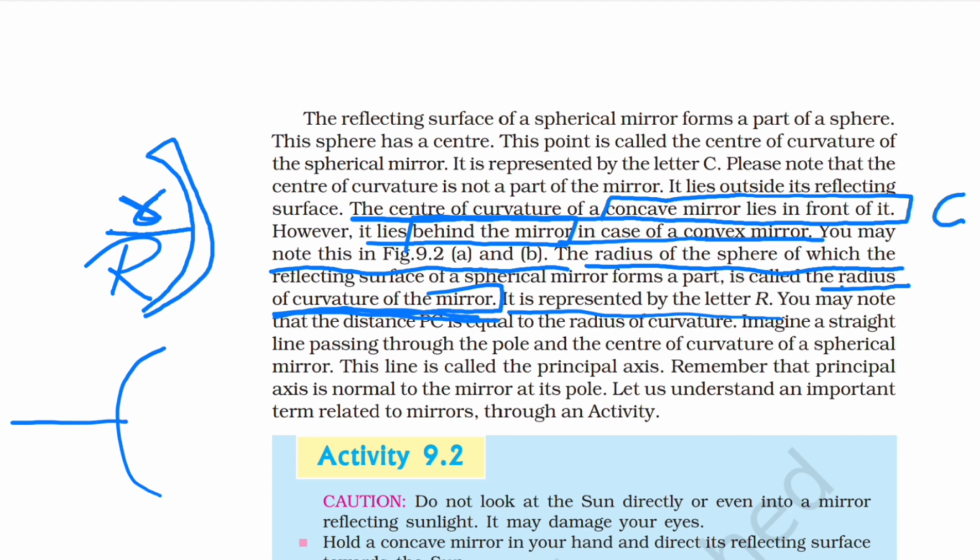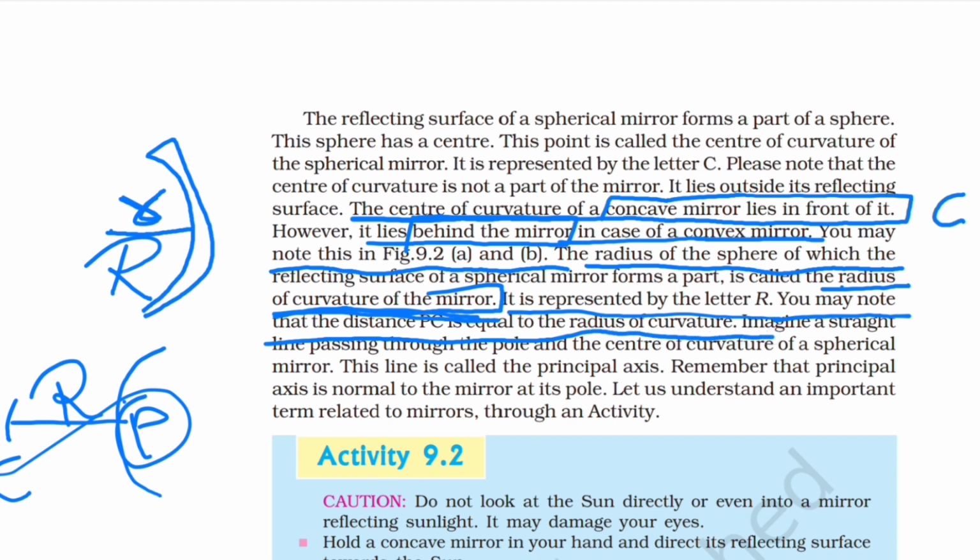In the convex mirror also, the distance from the center is represented by R. This is P, the pole. You may note that the distance PC is equal to the radius of curvature. Here it is important: P means pole, C means center of curvature. It equals the radius of curvature. From here to here the distance is the radius of curvature.